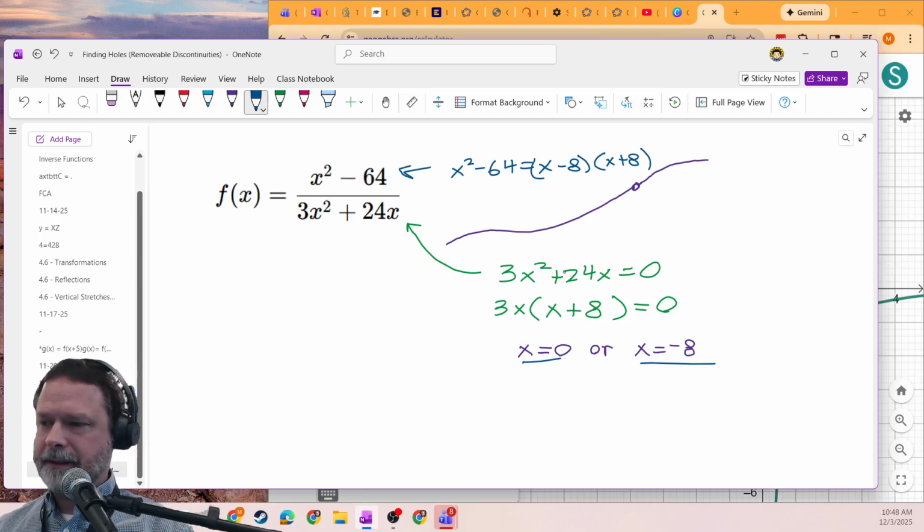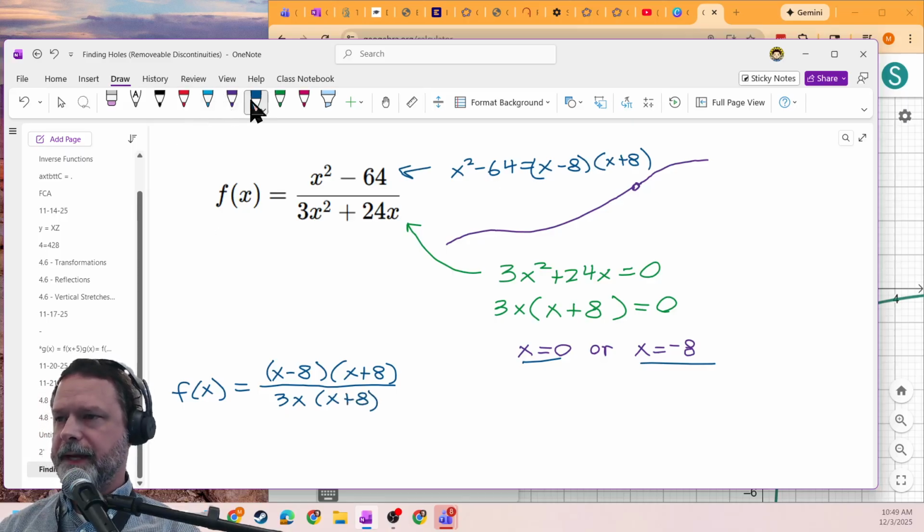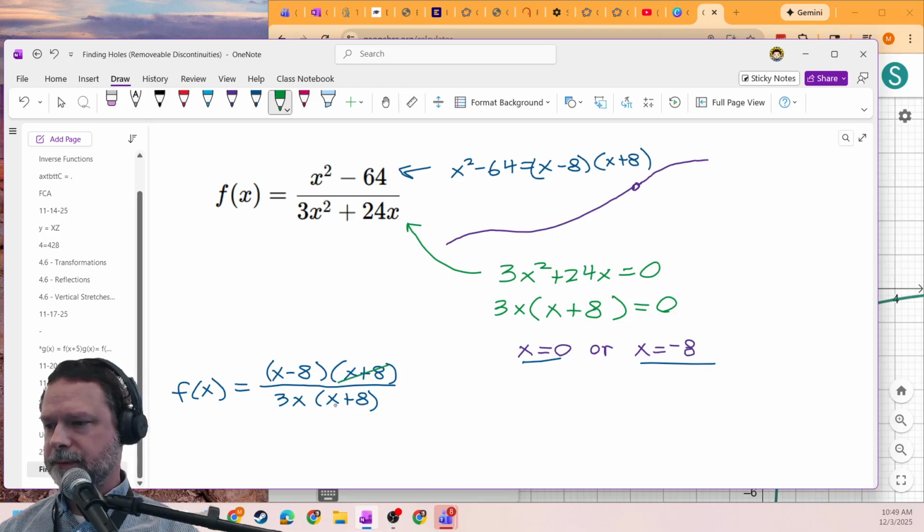However, everywhere else, these two factors don't make a difference, right? So let's play around with this. Well, f of x equals, I'll rewrite it factored, x minus 8 times x plus 8, and the denominator is 3x times x plus 8. And so what we find is they don't matter because these would cancel out.